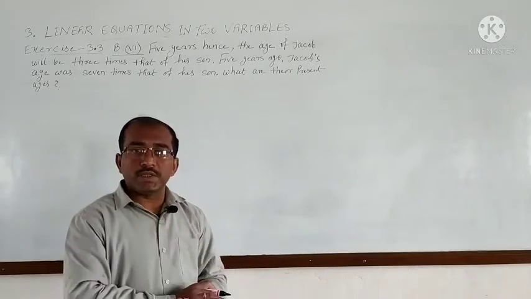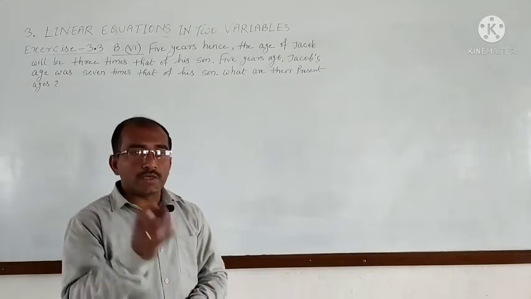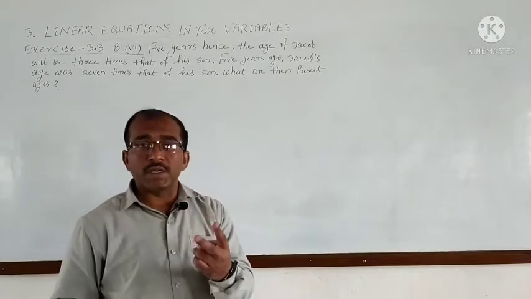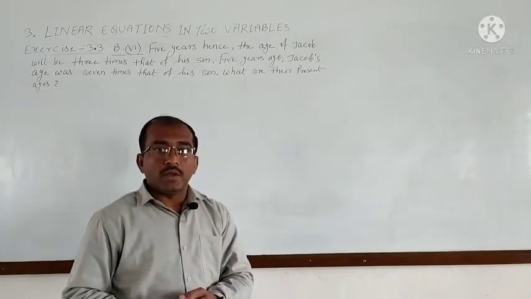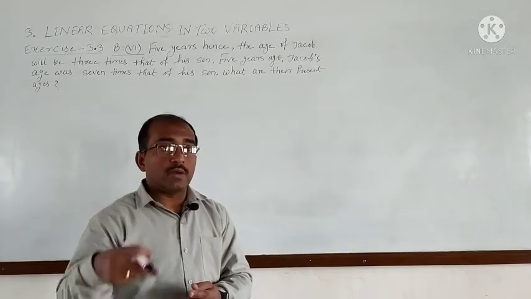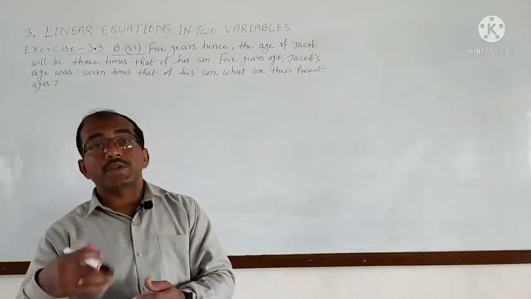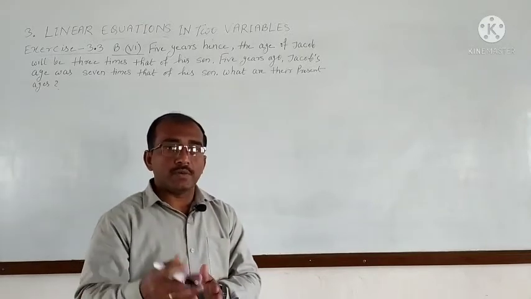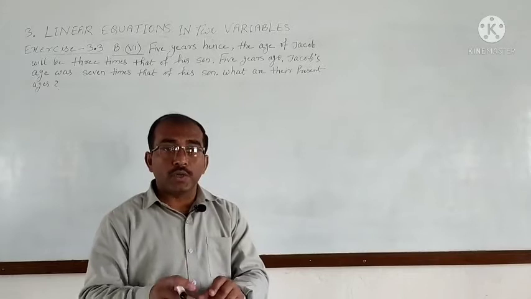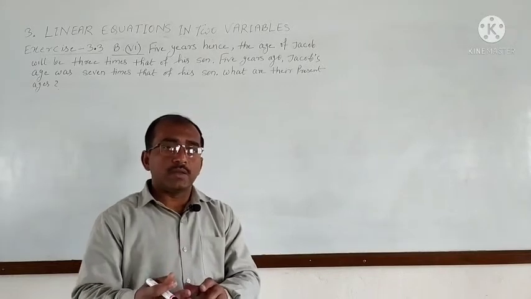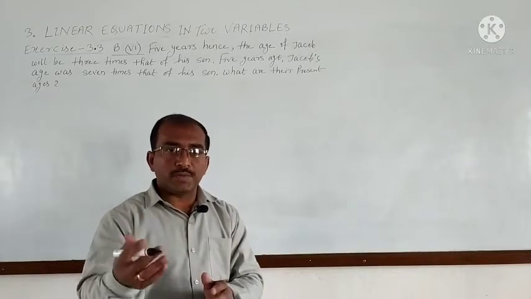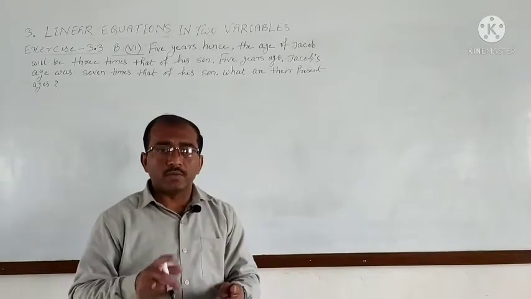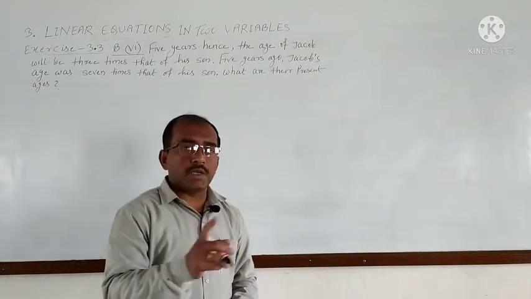If we don't know the present age, that means it is unknown to us. So here are two persons, Jacob and his son, whose ages are unknown to us. And when we talk about later, 5 years later or 5 years after, if this year it is 20, after 5 years it will be 20 plus 5. But if the present age is not known, then it is x plus 5. 5 years back, x minus 5.